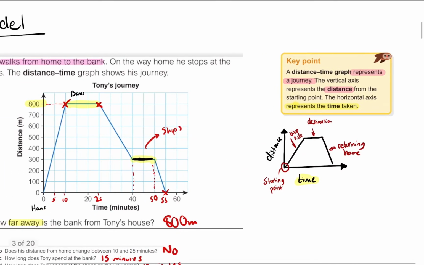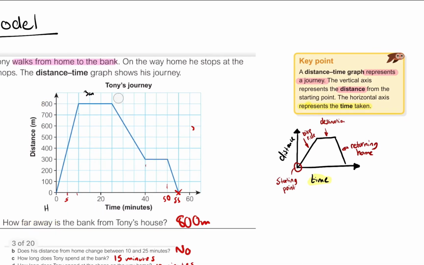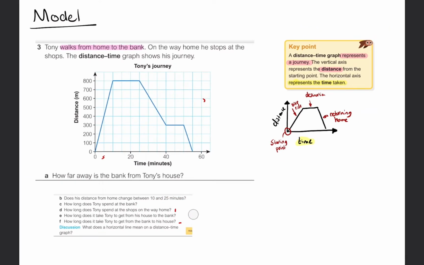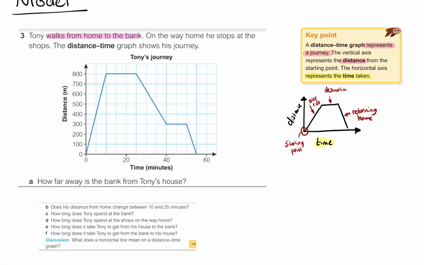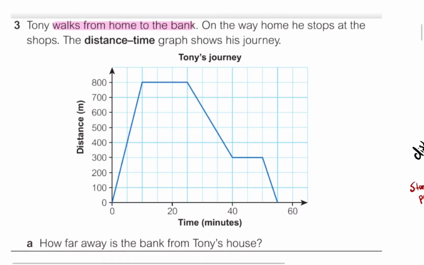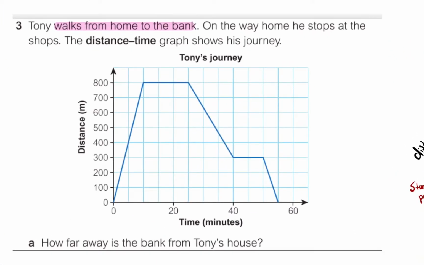Okay, let's have a look at a question. Tony walks from home to the bank. On the way home, he stops at the shops. The distance time graph shows his journey. So we can see here we've got his time on the x-axis and we've got the distance here in meters. So let's read it together. He leaves the house at 0 minutes, naturally, and he walks to the bank.